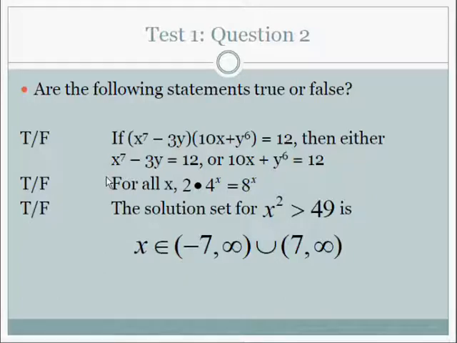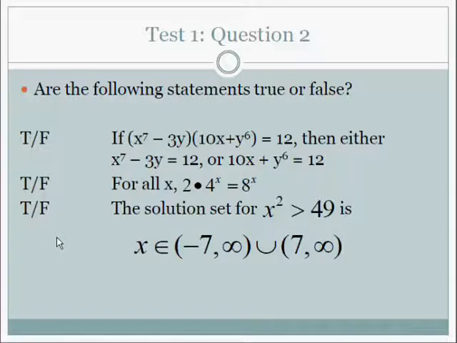Likewise, for all values of x, is it true that if we take 2 times 4 to the x, we get 8 to the x? And then lastly, our solution set for the inequality x squared being greater than 49, well, we can say that x is between negative 7 and infinity, which means that x is greater than negative 7. And also we have the set from 7 to infinity such that x is greater than 7. So let's talk about this and see how that relates back to what we saw on the previous problem.